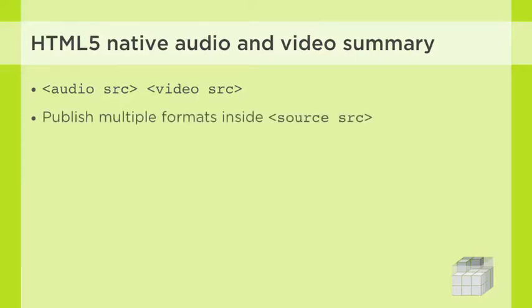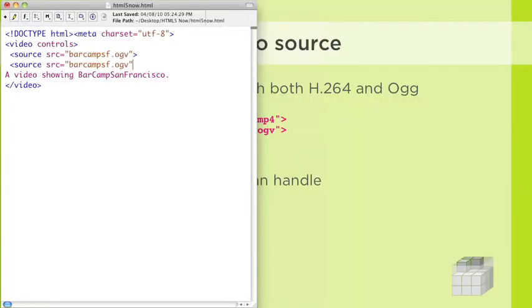However, because different browsers support different video formats, you probably want to encode your video at least twice, in H.264 and Ogg Theora, and then use the source element, source src, to reference both of those files and let the browser pick whichever one it claims it can support.